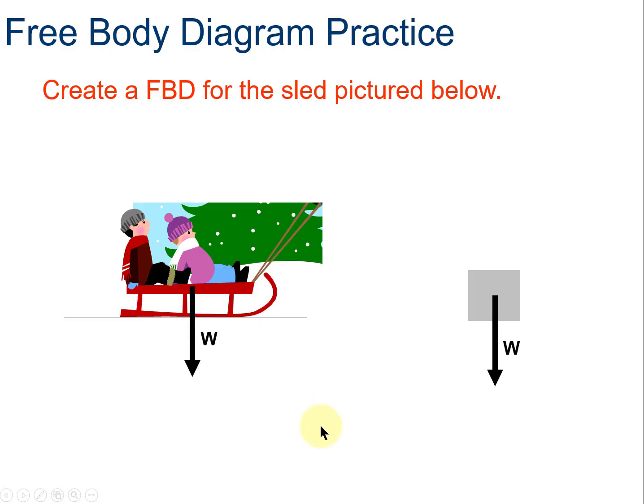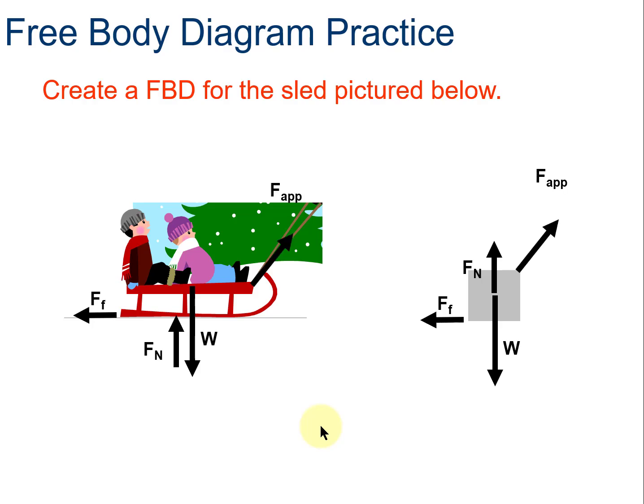And so we represent it by this gray square, and we have the weight going down. We have a force of friction at the surface between the sled and the snow that's pulling back to the left. We've got a normal force going up, and we've got an applied force by the person that's pulling that rope. So that's our free body diagram for the sled.